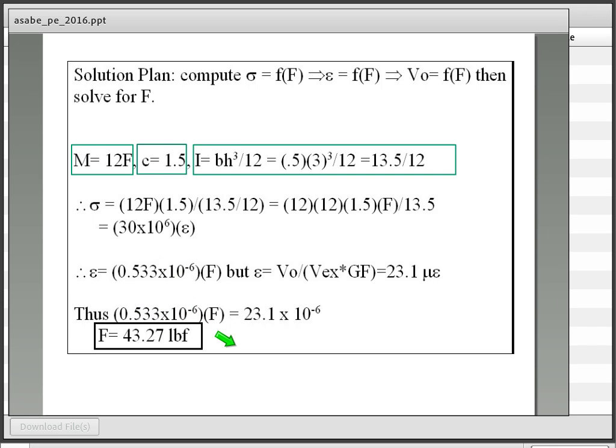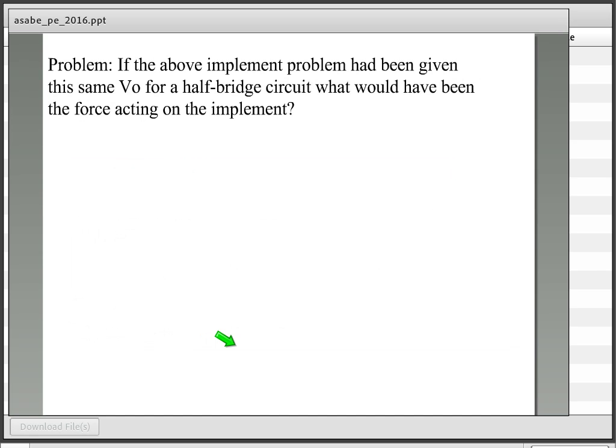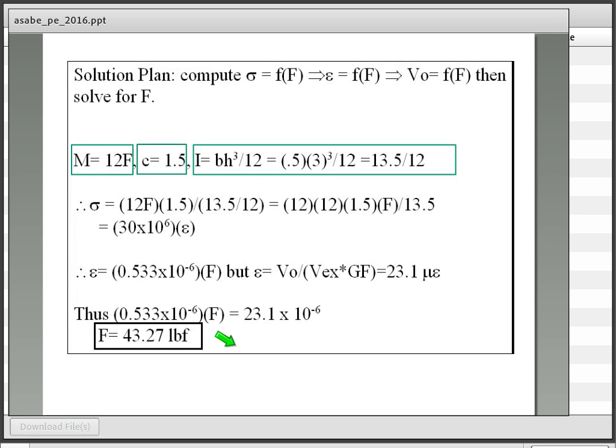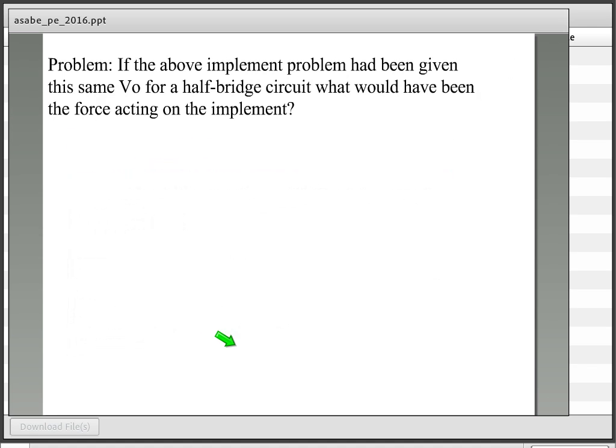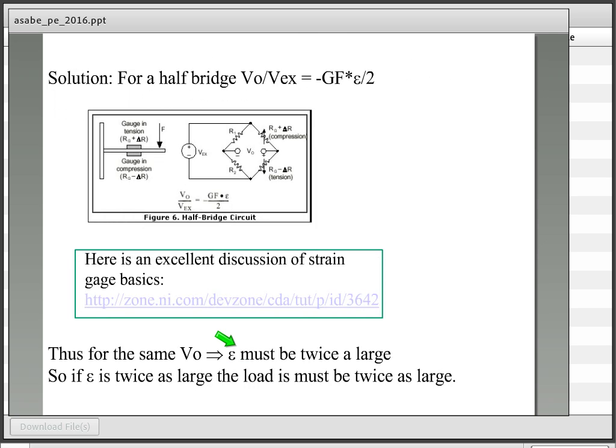Let me go back here. Okay, here's if it were a half bridge, what would the force have been? Well, if we had that same voltage out, we just have to know that in the case of a half bridge, we've got dummy resistors and we've got only two active. And if we had the same output voltage, we'd end up basically saying that our force is twice what it was if we had been using a full bridge.